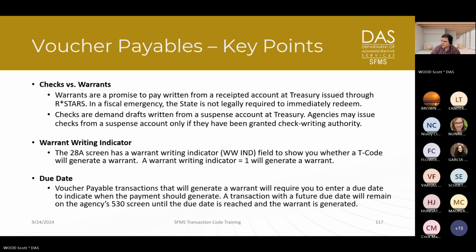difference. And second, for a T-code to generate a warrant, it must have a writing indicator of 1 on the 28A screen. We will be going over that a little bit later, and you will see some examples of that. Finally, VP transactions that generate a warrant will require a due date. A transaction with a future due date will remain on the 530 screen until that date is reached and the warrant is generated.